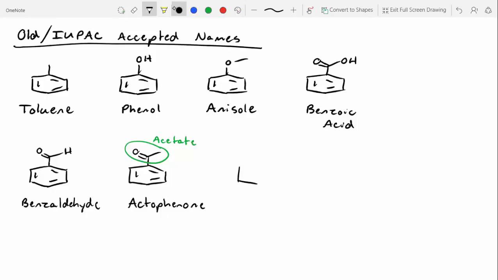And then the last one, see if anybody remembers this. Does anybody remember what this derivative is called? Styrene, right? It's one of the big monomers in polymer chemistry.